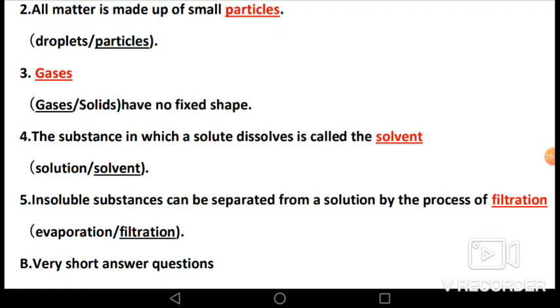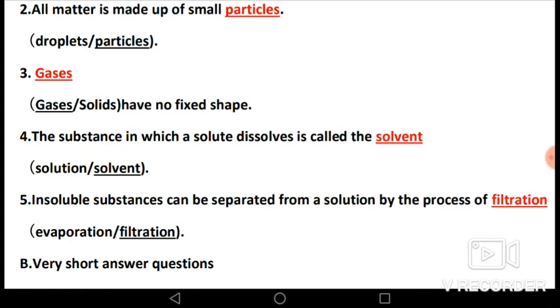Now let's understand the third fill in the blank. Dash have no fixed shape. The answer is gases, because gases are substances in which the particles are very loosely packed. They too have no fixed shape. Unlike liquids, they occupy all the available space in a container. Air and cooking gas are examples of gases.